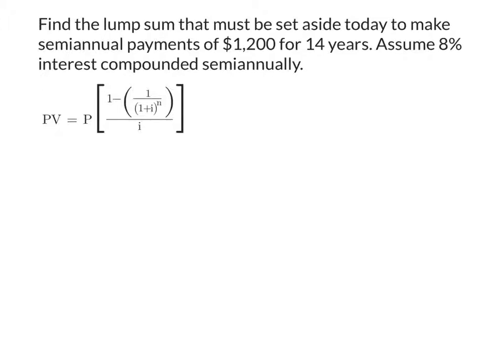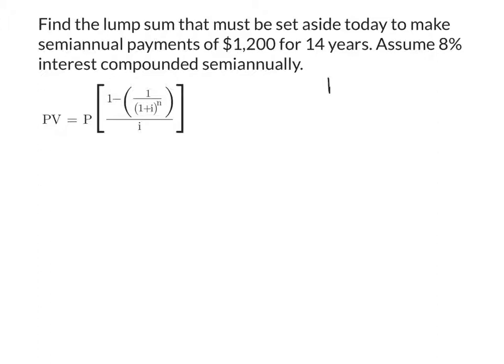Find the lump sum that must be set aside today to make semi-annual payments of $1,200 for 14 years. Assume 8% interest compounded semi-annually. So whenever we're asked to find the lump sum needed today, that means we're going to use the present value of annuity formula. This is the same formula that we used before. We're just going to practice with new principal amounts, interest rates, and total of compounding periods. So first we want to identify those values.